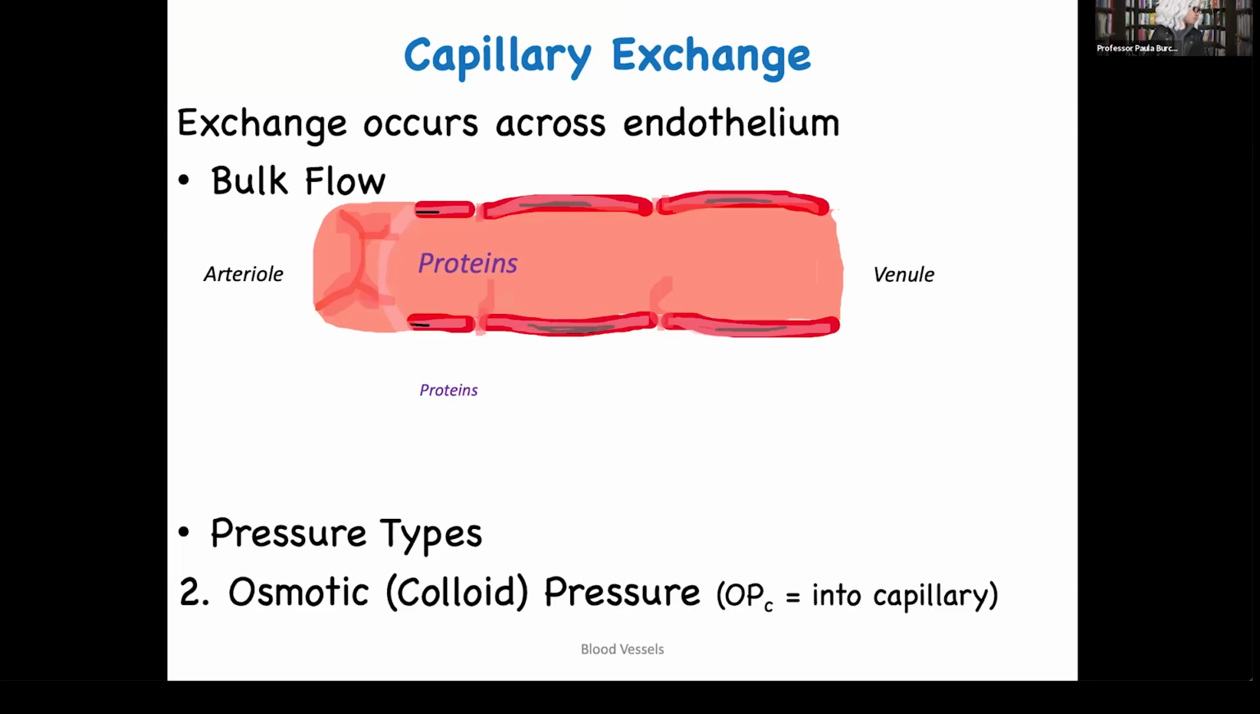There are more proteins in the capillary than there are in the interstitial fluid. Let's look at two types of osmotic pressure. The osmotic pressure in the capillary, produced by the plasma proteins. This osmotic pressure is 26 millimeters of mercury. Since plasma proteins are too large to move out of the blood vessel, this pressure will remain constant throughout the entire capillary.